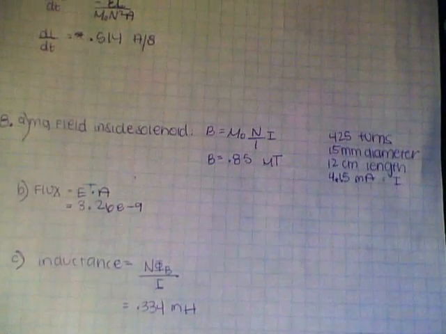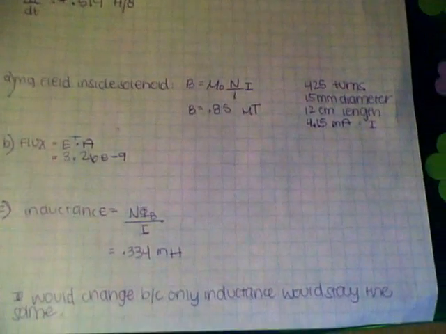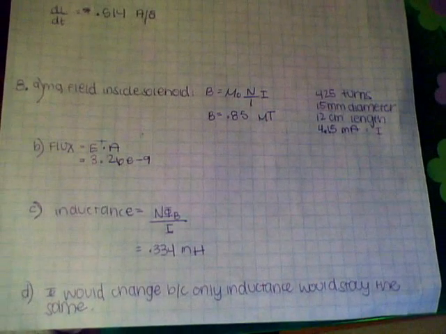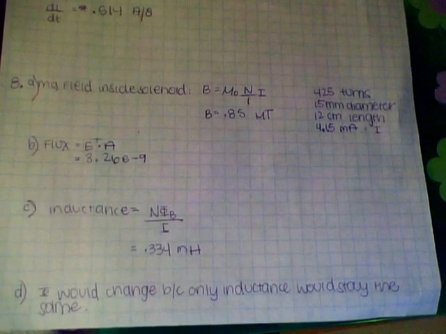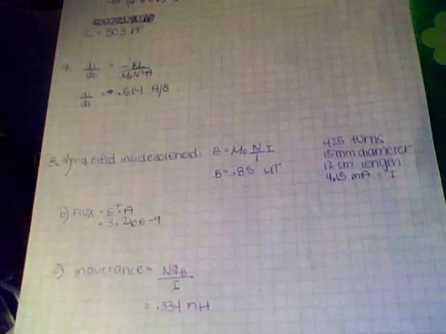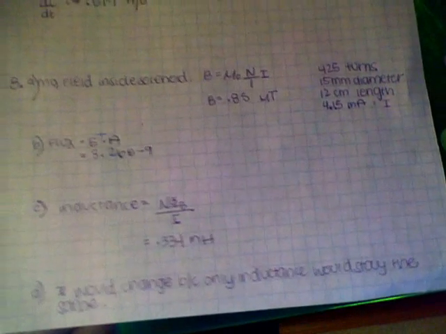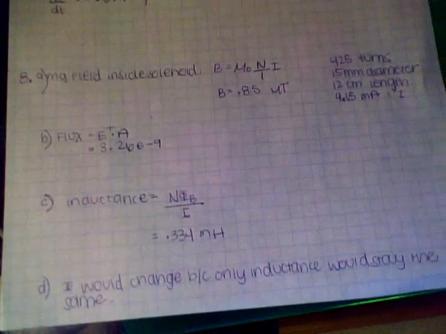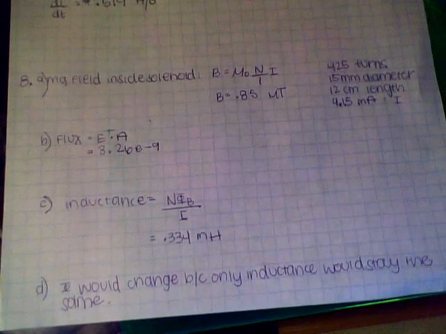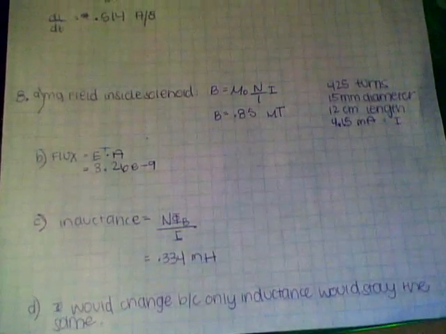And for C, the inductance is number of turns times flux over current, sorry. And that came out to 0.334. And then D would change because the only thing that would stay the same would be the inductance.